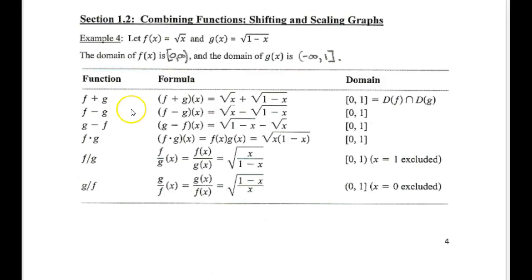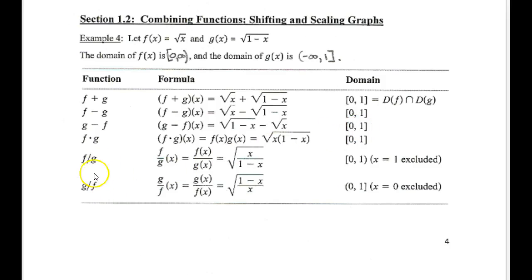So looking at these, the domain of f intersecting with g, so in other words where they overlap, is between 0 and 1, including both 0 and 1. So for all of these simple functions where we're never dividing by anything, I just want to combine them this way, then the domain will always be between 0 and 1, including 0 and 1.